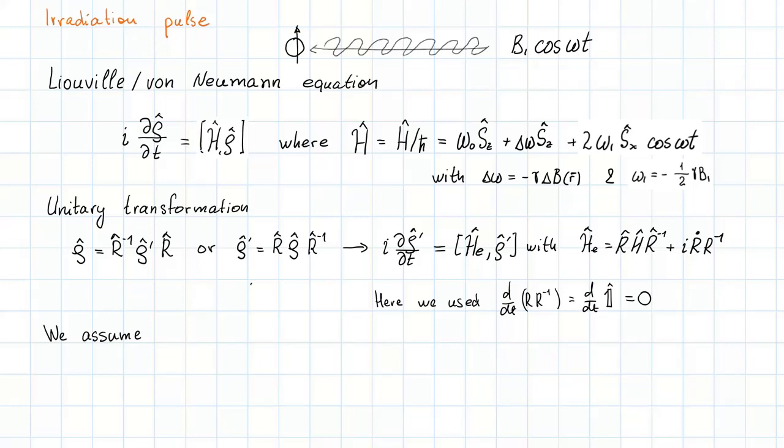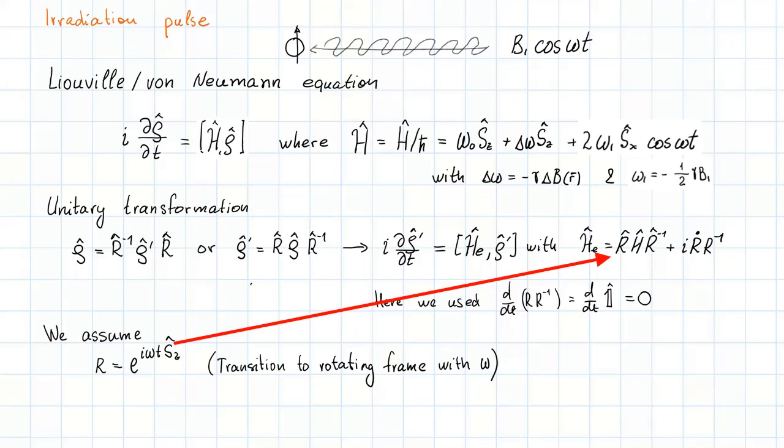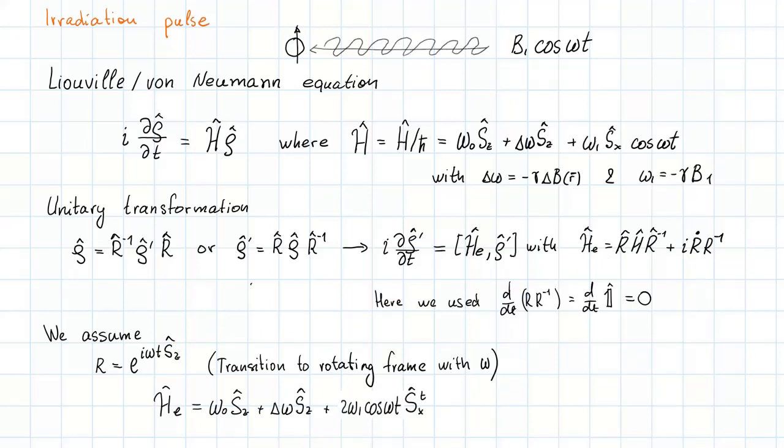Okay, let me specify the operator R. I will choose it as e to the power of i ω t Sz, which corresponds to rewriting the spin Hamiltonian in the frame rotating with the angular frequency ω. Inserting R into this formula, I obtain the following result, wherein Sx(t) is the so-called sandwich operator of Sx.